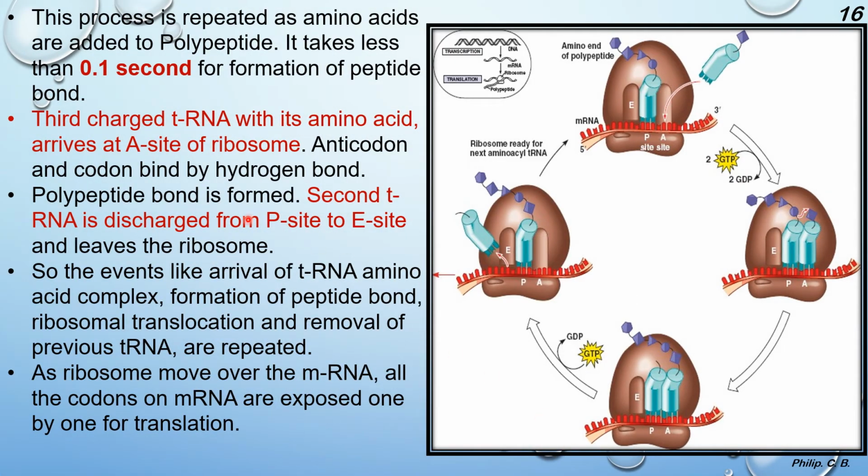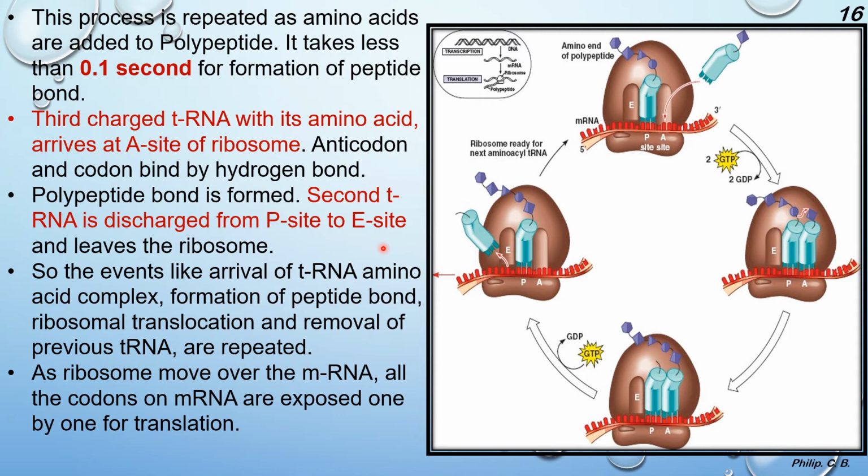Now, further, this process is repeated as amino acids are added to the polypeptide, thereby forming the polypeptide chain. It takes less than 0.1 second for the formation of a peptide bond. So you can imagine, it takes less than 0.1 second. The charged tRNA with its amino acid arrives at the A site of the ribosome. The anticodon and codon bind by hydrogen bonds. The peptide bond is formed. The second tRNA is discharged from the P site to the E site.